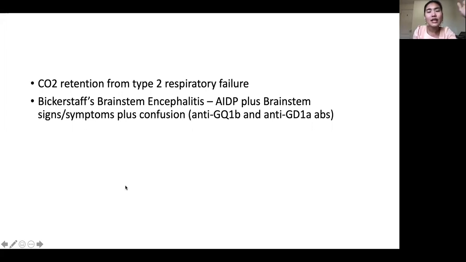And there is another condition that, again, is very interesting if you're going to be a neurologist or if you're interested in neurology. This is quite different to the usual presentation of Guillain-Barré syndrome. Essentially, the patient will have flaccid weakness, but they also have some brainstem signs, eye signs, or extensor plantars. The patient will be confused, and then you'll be thinking about this particular variant called Bickerstaff's brainstem encephalitis.